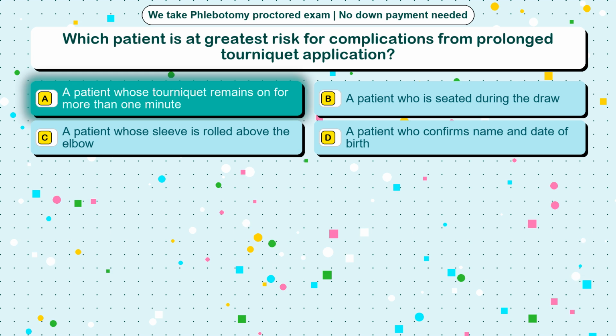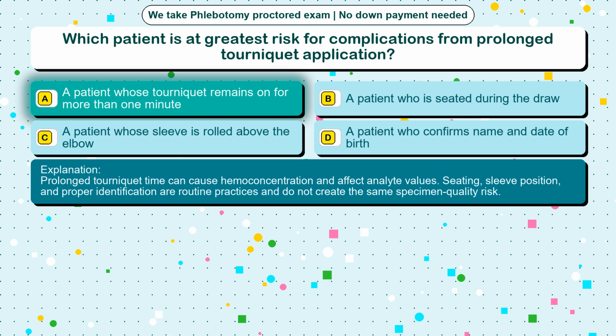The correct answer is option A. A patient whose tourniquet remains on for more than 1 minute. Prolonged tourniquet time can cause hemoconcentration and affect analyte values. Seating, sleeve position, and proper identification are routine practices and do not create the same specimen quality risk.